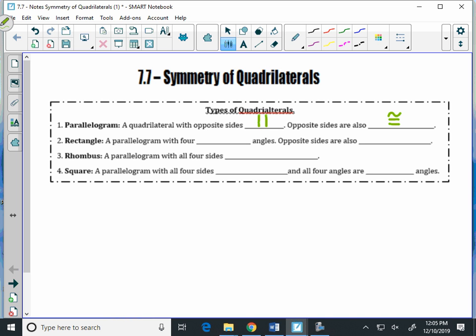A rectangle, by definition, is a parallelogram with 4 right angles. What do we also know about their opposite sides? Also congruent.